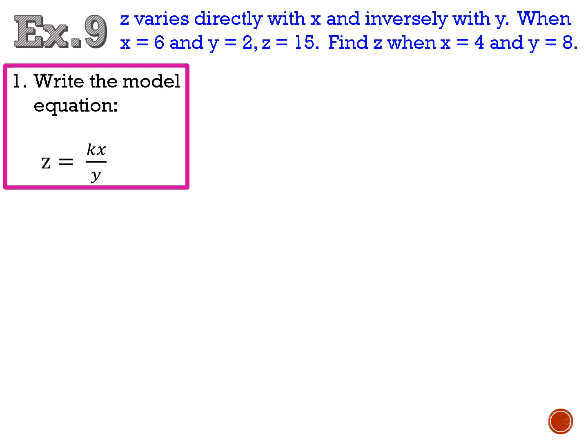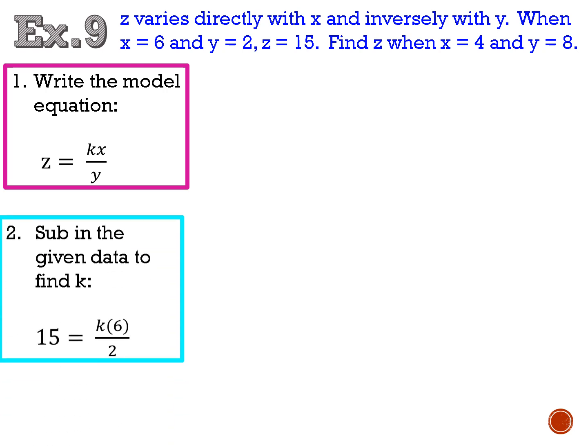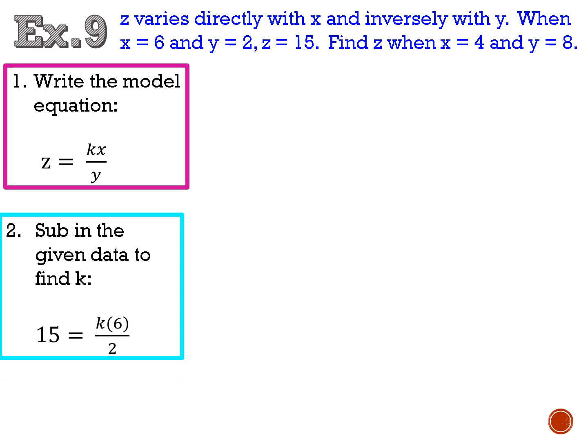Okay. So now it tells me the values for x, y, and z. So I've got to find k. Finding k is always the second step. I plug in 15 for z, 6 for x, 2 for y, and now I simplify.